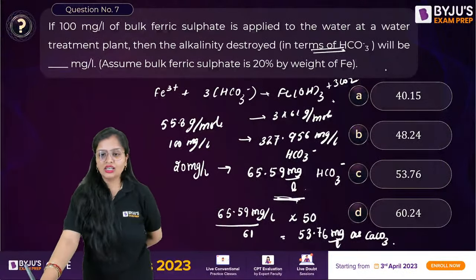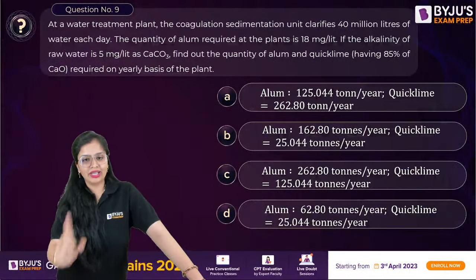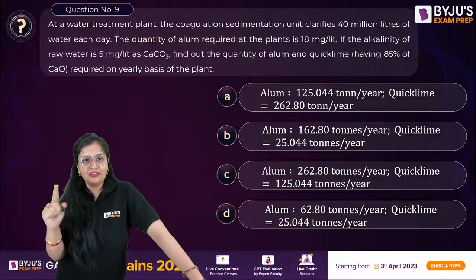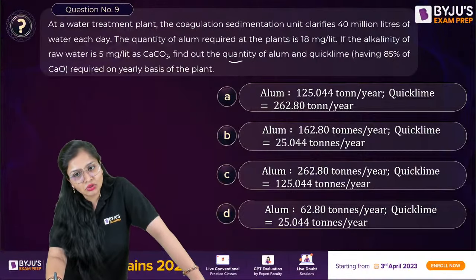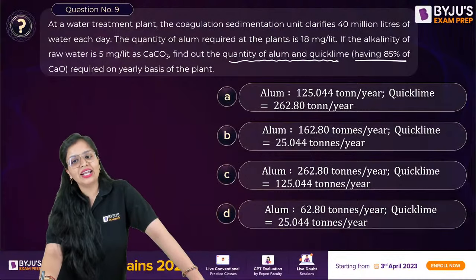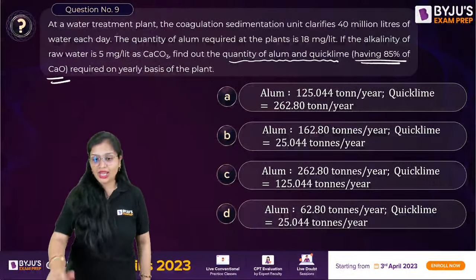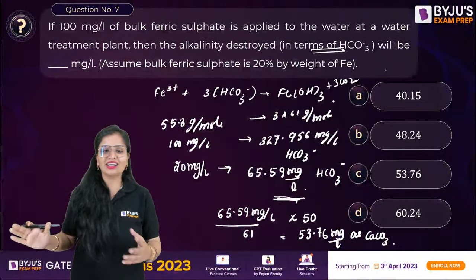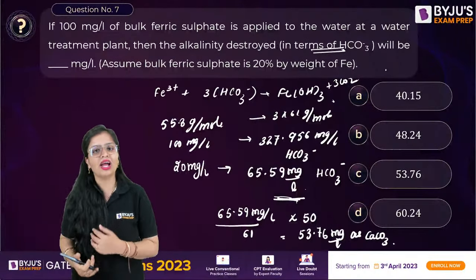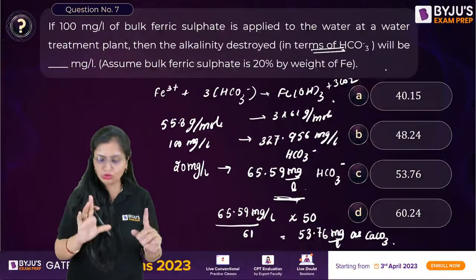Clear, Nagesh and everybody? So here you don't have to divide. One divide question I have also included here. Let's see this question first. This is the divide question, because if you read the difference between the two questions, here it is asking for the quantity of alum and quicklime required, and the quicklime you are adding is not 100% pure. So that means you have to add more quicklime. In the previous question, it was not asking how much ferric sulfate is to be added. That is the reason you don't have to divide.